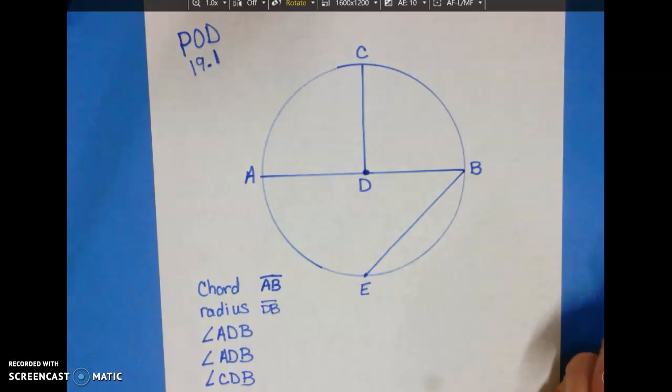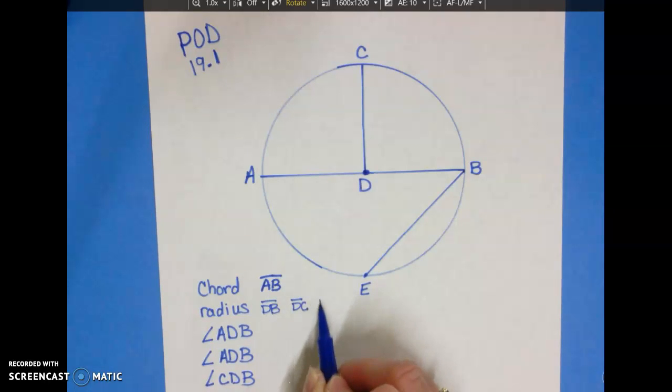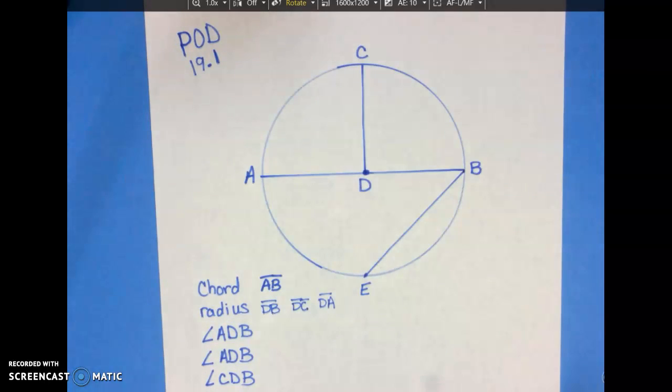Do you see other segments that could be a radius as well? I could have DC or DA. All of those segments start in the center and go to the edge. So we have several radii in this circle.